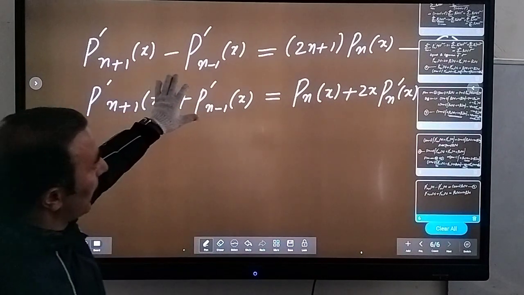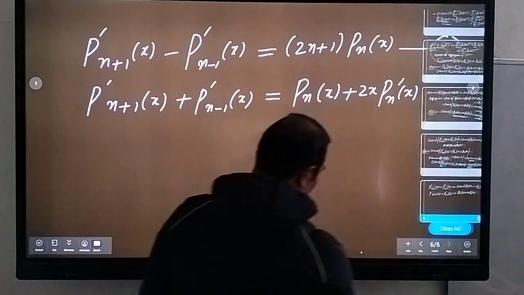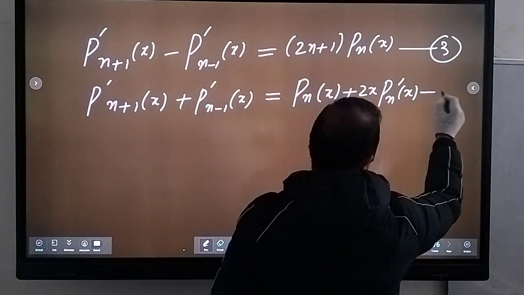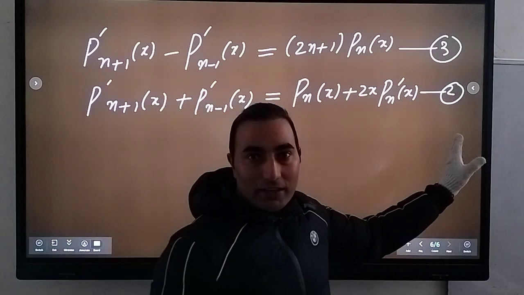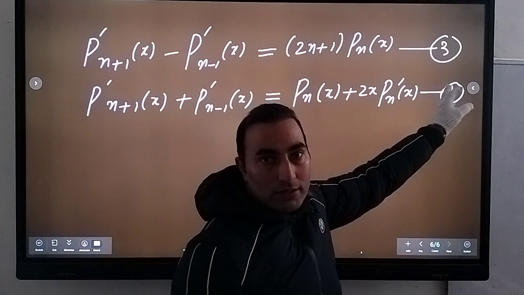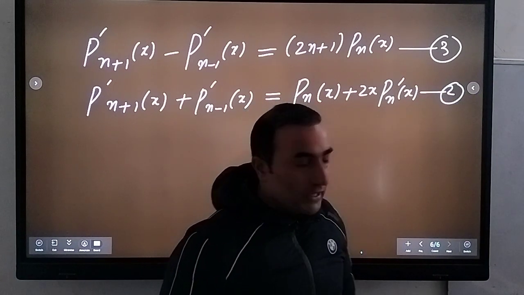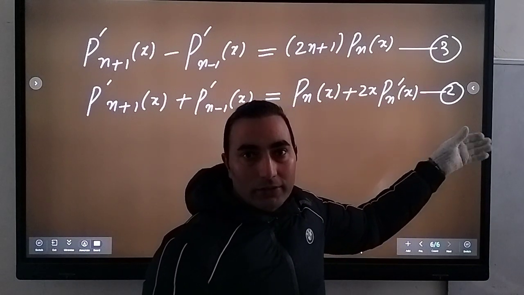So this is the third recurrence relation, and this is our second recurrence relation, right? So I'm basically putting equation 2 here because this is our second recurrence relation, and the top one is our third recurrence relation, right? Now I can get some more by manipulating, by adding or subtracting. I get some more recurrence relations.